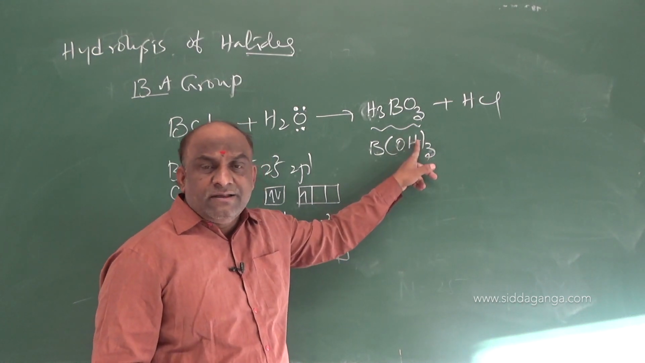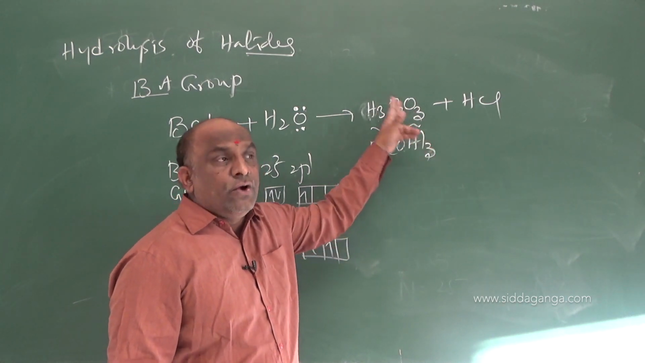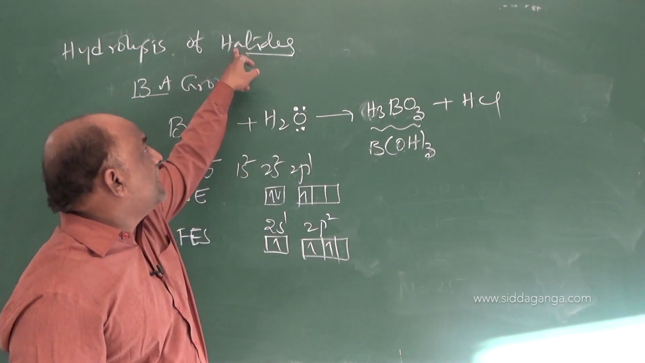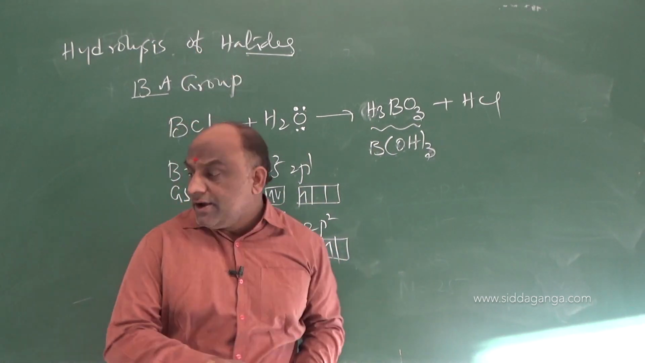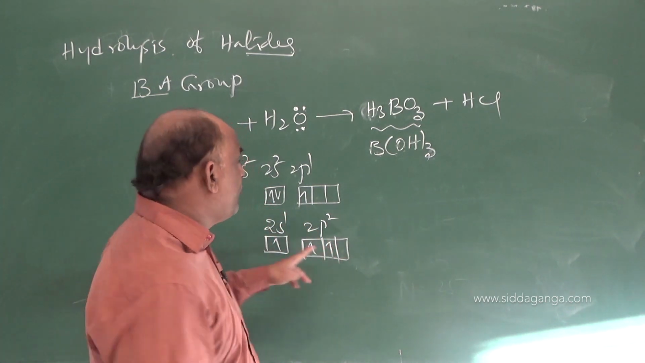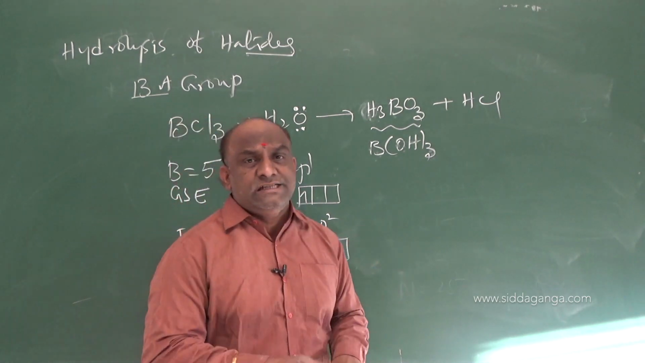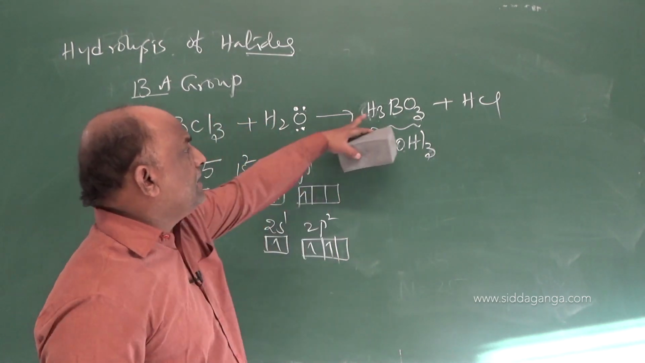How does this reaction take place? Due to the presence of vacant orbitals. For hydrolysis reactions, we require vacant orbitals. This will be the basic fundamental rule. According to this rule only, we have to find the answer. And one more piece of information is there regarding this.